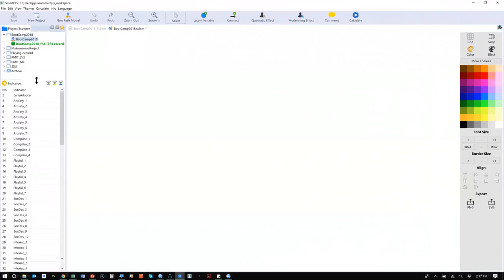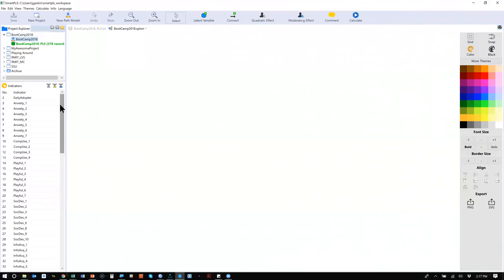Come on, here we go. These are all of our indicators in our model, all the variables.